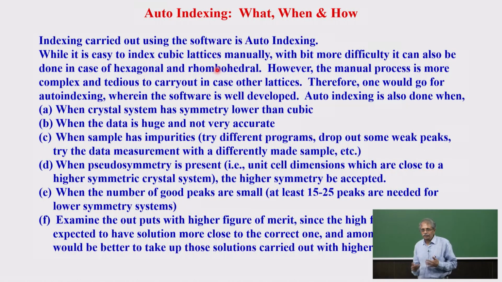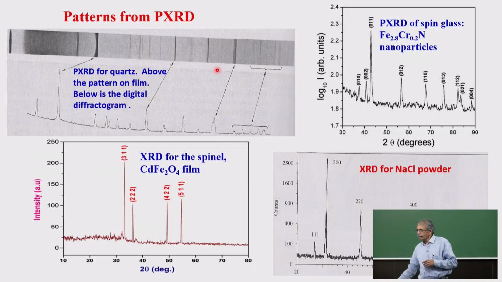Of course, you've seen that it is very easy to index for cubic only. But if you go a little higher, hexagonal, rhombohedral, it is somewhat okay, but there is a lot of additional involvement of time and arithmetic that needs to be done. However, if you go lower than that, to something like orthorhombic, monoclinic or triclinic systems, then you require a much more laborious process, because you've seen earlier the kind of formulas involved in them.